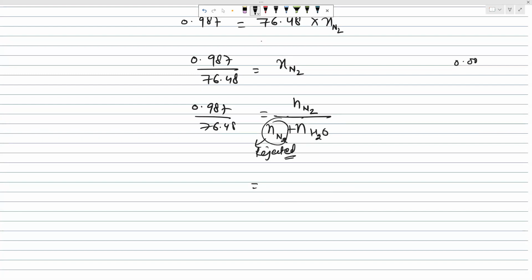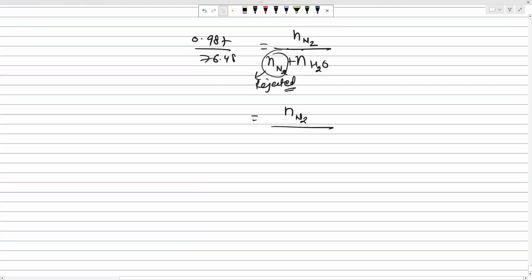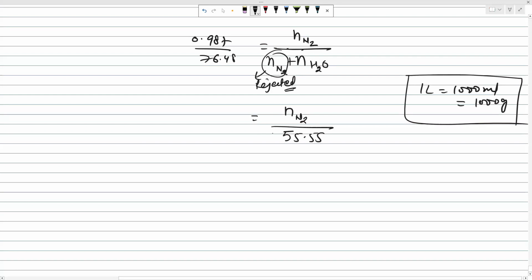What are you going to write here? Tell me. You need to find the number of moles of N2. So write number of moles of N2 into the number of moles of water. It is giving 1 kg of water. 1 liter of water means 1 kg of water because its density is the same. 1 liter means 1000 ml, and 1000 ml is equal to 1000 grams if the density is the same. So how many moles are there in 1000 grams? That is 55.55. So you need to keep in mind that 1000 grams of water has 55.55 moles.